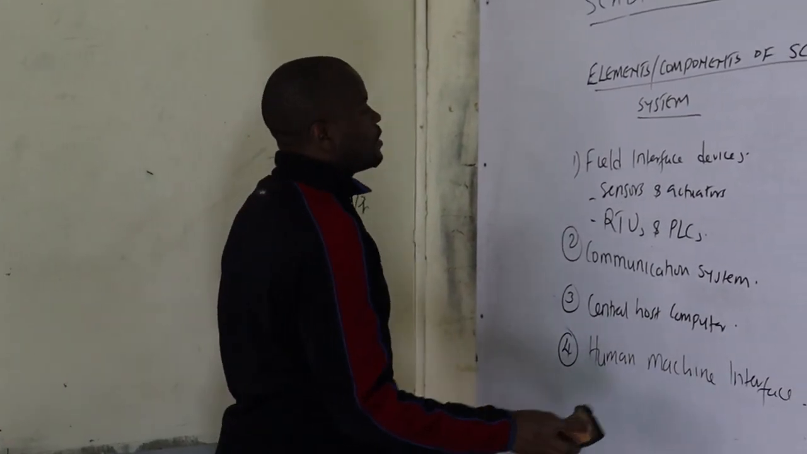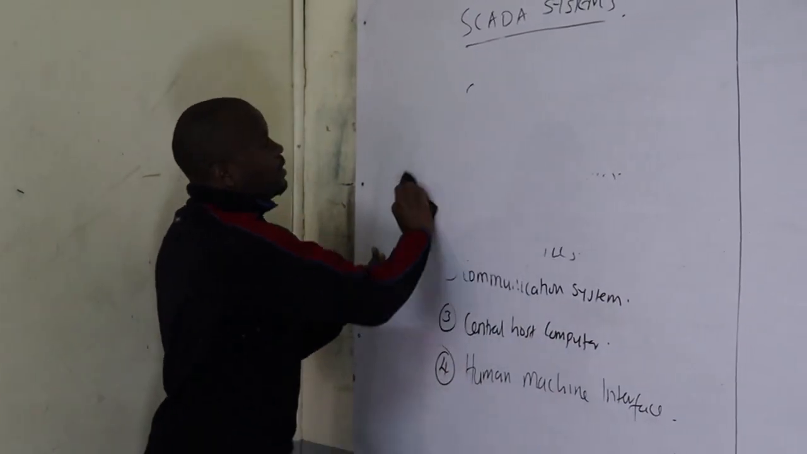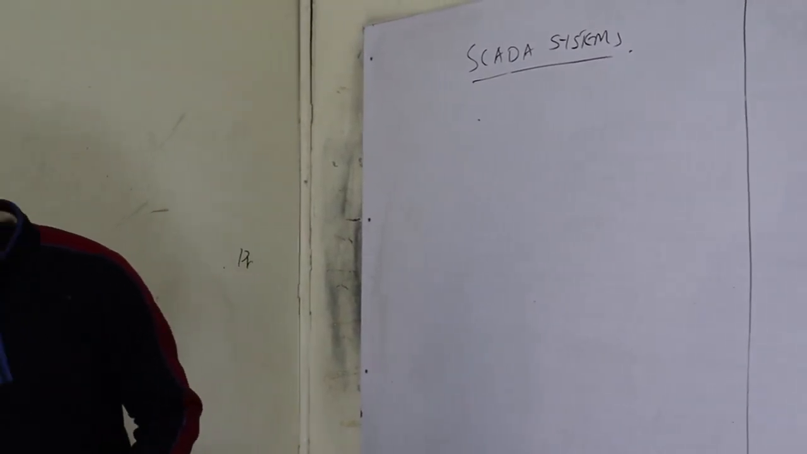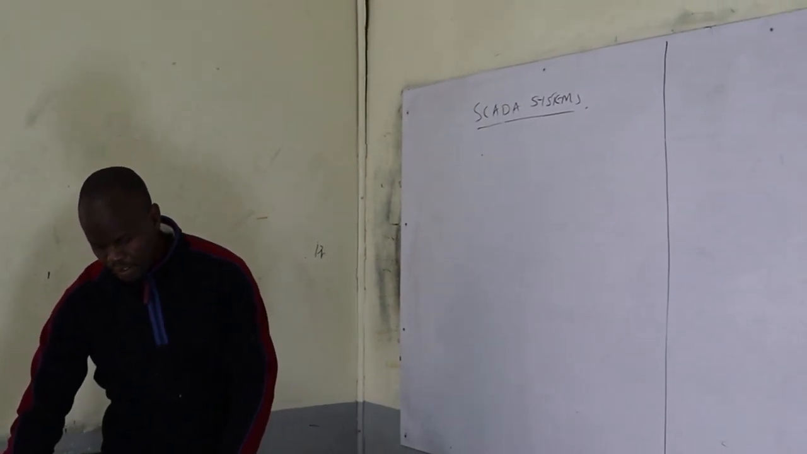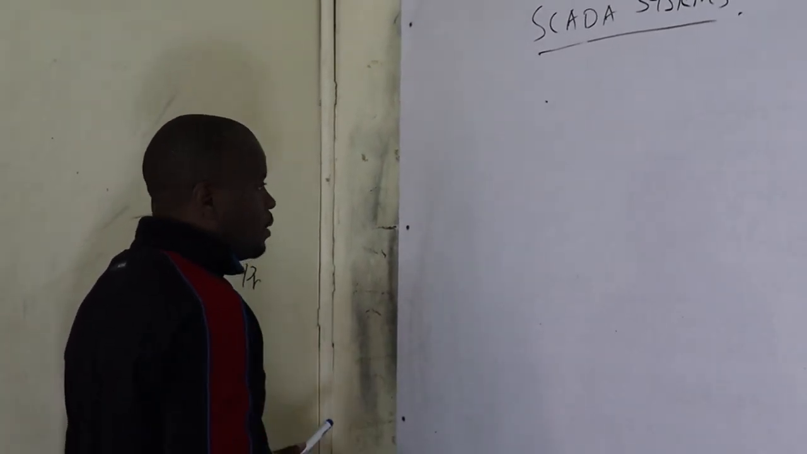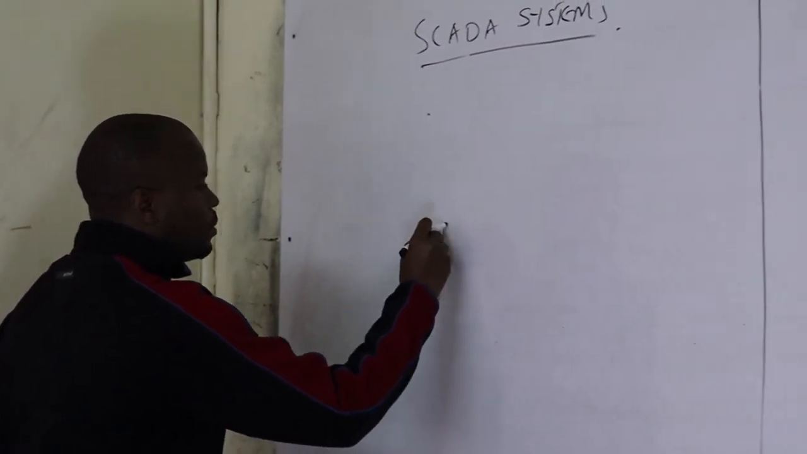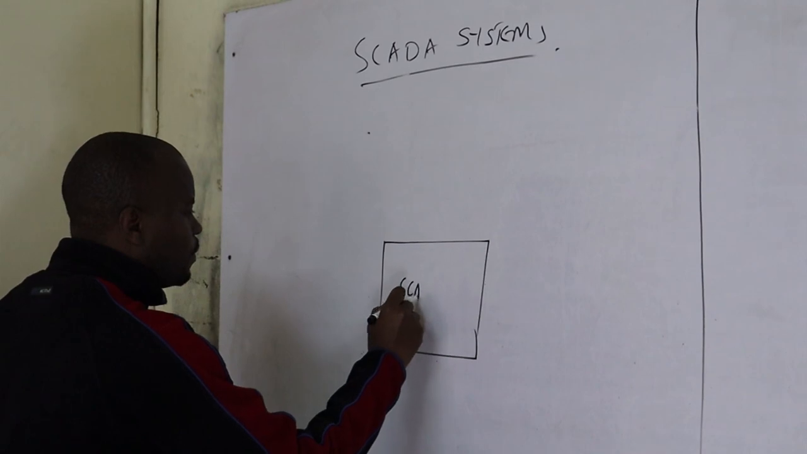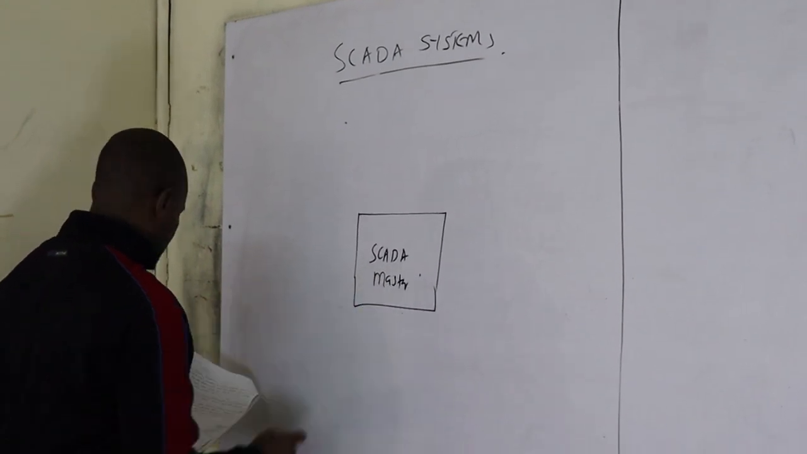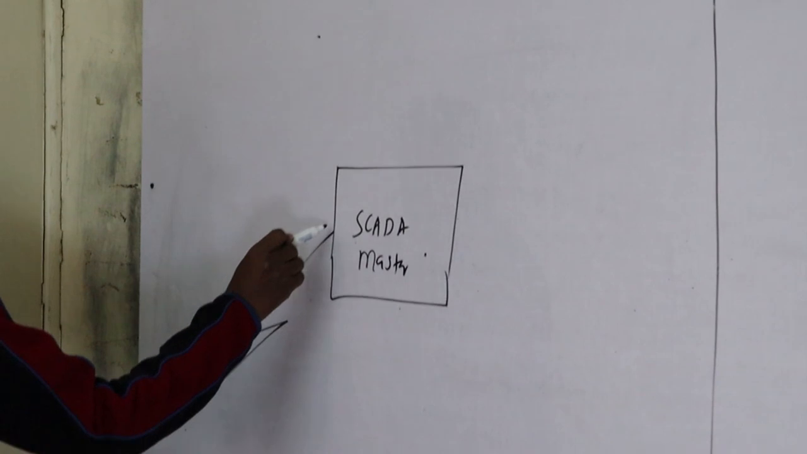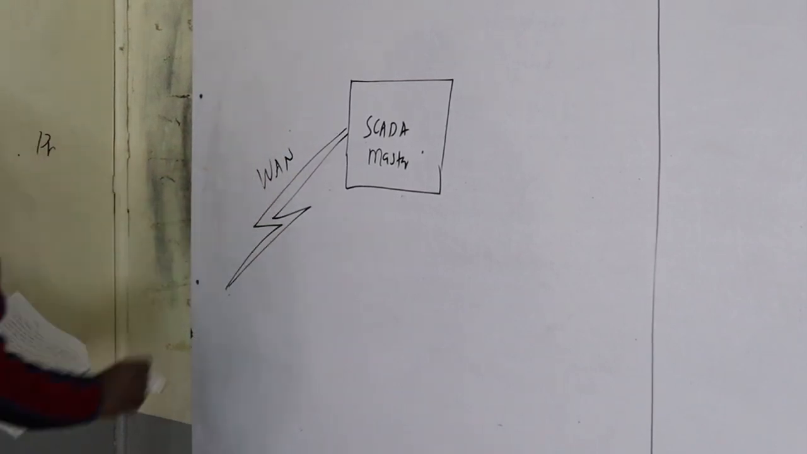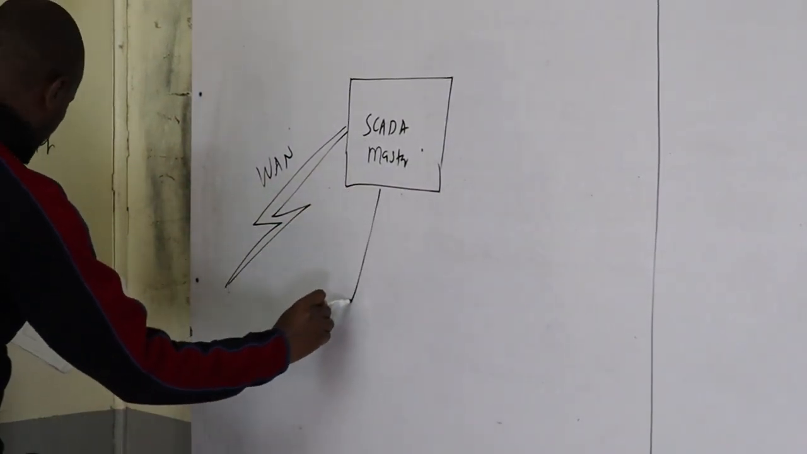we can look at a typical SCADA system. When you look at a typical SCADA system, we have a SCADA master, or master terminal unit. This SCADA master must have the communication system, which we can talk of as a wide area network, depending on the distance. And then we can have the operator station.